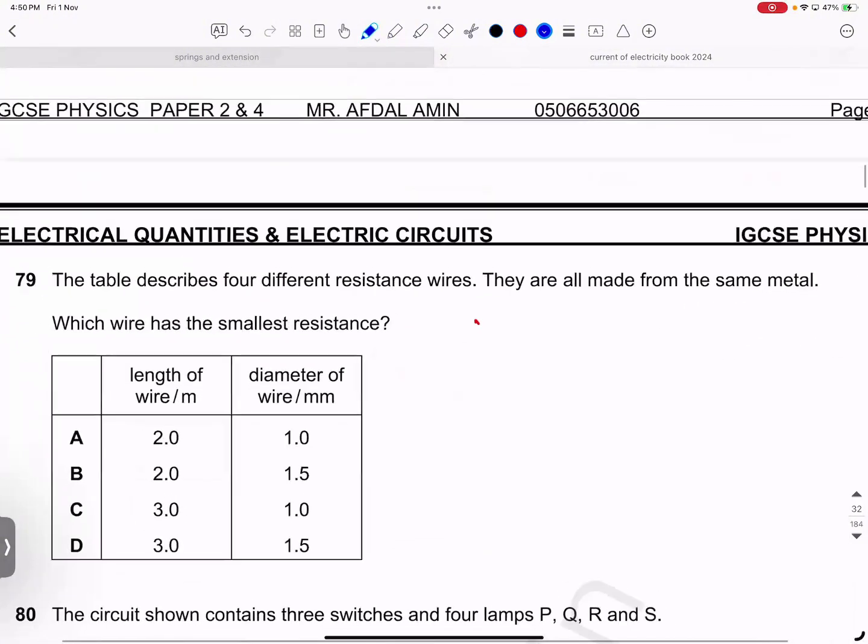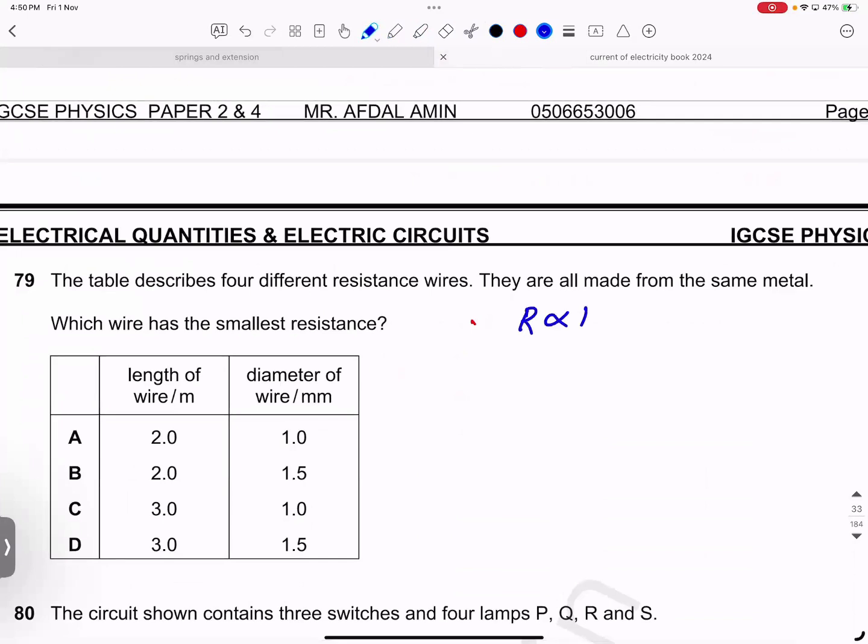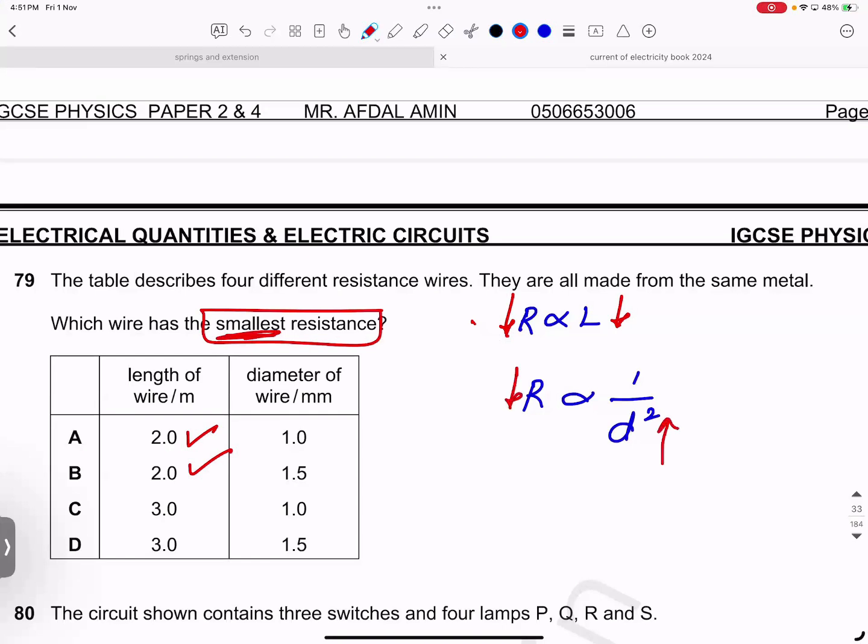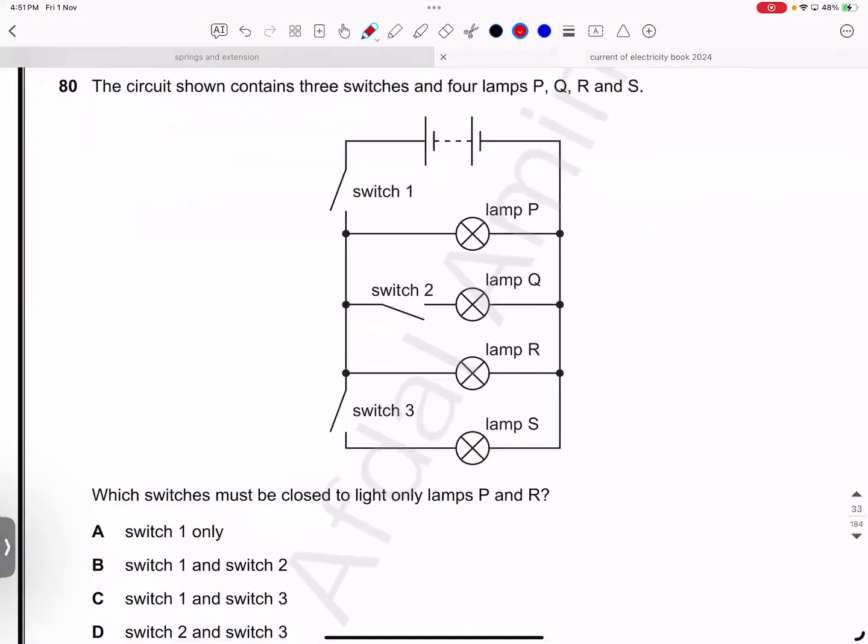79. You all know that resistance of wire is directly proportional to length. Resistance is inversely proportional to square of diameter. You want smallest resistance. For smallest resistance, the length should be very less. For smallest resistance, the diameter should be more. Right option is B. And the last question, number 80, is: the circuit shown contains 3 switches and 4 lamps.